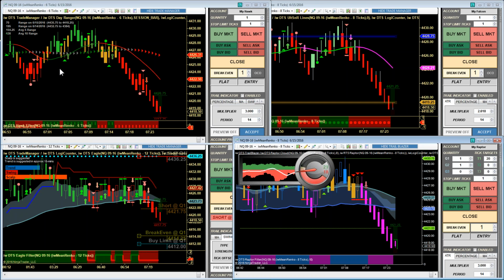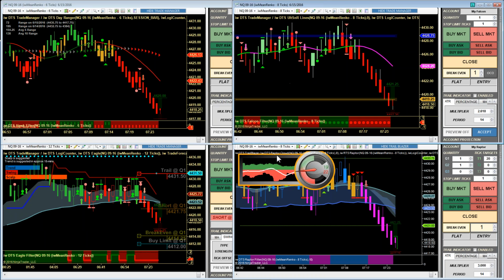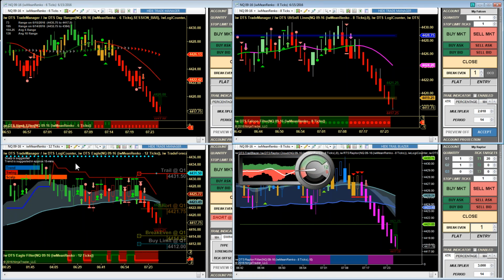Yes, Dan is asking, what's the reason for the different tick sizes? Is it because of the different indicators? Yes. The Hawk scalper, the default value is a 6-tick brick. For the Falcon and the Raptor, we're running 8-tick bricks. And on the Eagle, we're running a 12-tick brick. The Raptor is a little bit more adjustable. And these settings will work for 99% of the markets you're interested in trading.